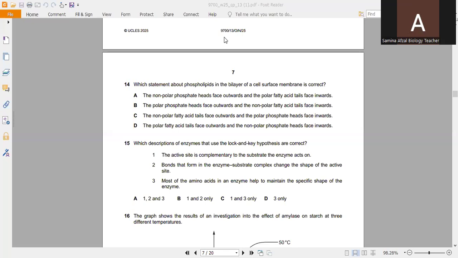Which statement about phospholipids in the bilayer of a cell surface membrane is correct? The first option is the non-polar phosphate heads face outward and the polar fatty acid tails face inward. This is wrong because the phosphate heads are hydrophilic in nature. They are water loving because they are polar, and the environment inside and outside the cell is aqueous. So these polar heads must face outward towards the water.